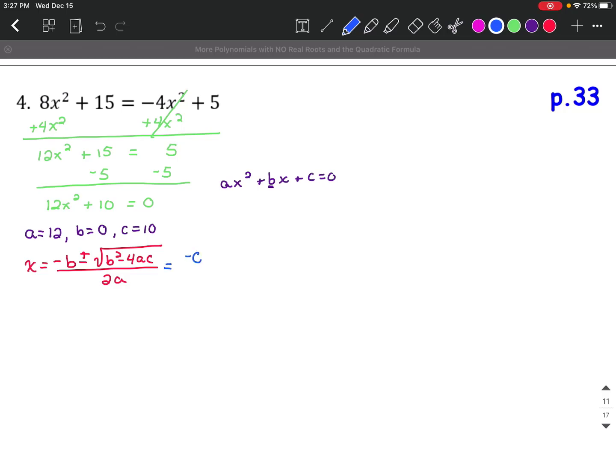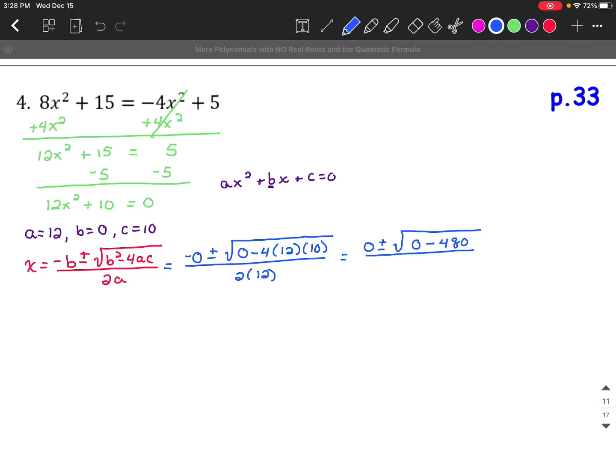So negative b is negative 0 plus or minus the square root of b squared is 0 squared, which is 0, minus 4 times a is 12 times c is 10 all over 2 times a is 12. So we have 0 plus or minus. Now we have 0 minus 4 times 12 is 48 times 10 is 480 all over 2 times 12 is 24. So we are looking at plus and minus the square root of negative 480 all over 24.